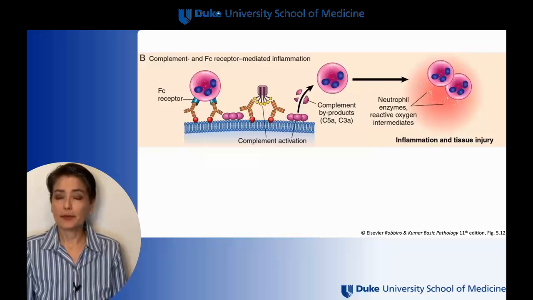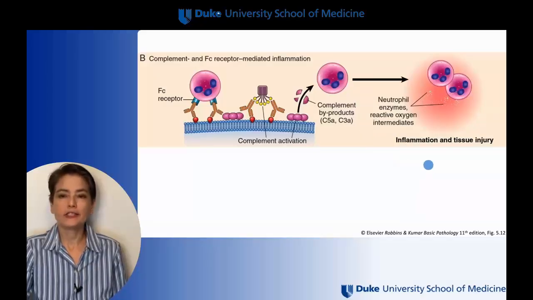The next mechanism I'd like to discuss is the complement and Fc receptor mediated inflammation. And here we see a cell membrane which has a variety of antigens on it. We're going to get deposition of antibodies that recognize these antigens, which are going to stimulate neutrophils as well as activate complement. This is going to lead to the elaboration of neutrophil enzymes and reactive oxygen intermediates that are going to cause inflammation and tissue injury.